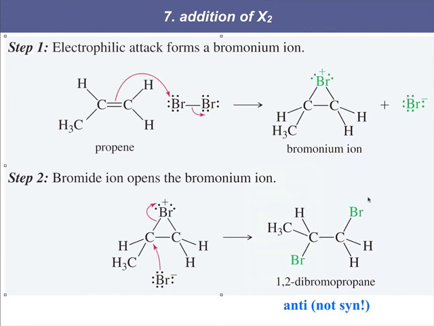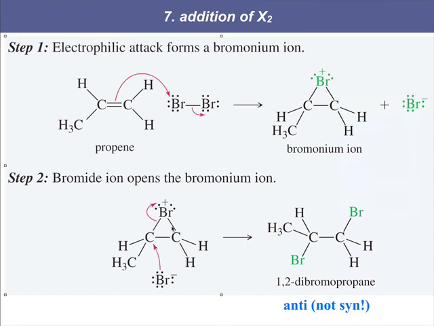We get bromines on both carbons, but they will always be anti and not syn. Notice why. Remember that since the alkene is planar, the bromonium ion can either add to the top face or the bottom face. In this case, they're telling us it's the top face. So if we are adding our bromonium to the top face, then when we open the ring in an SN2 fashion, that bromide has to approach from the back face, the bottom face.